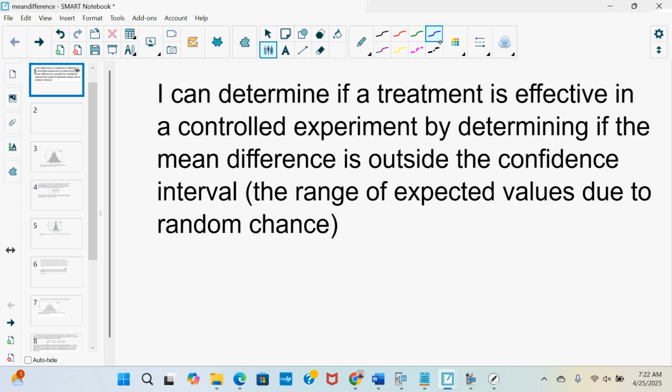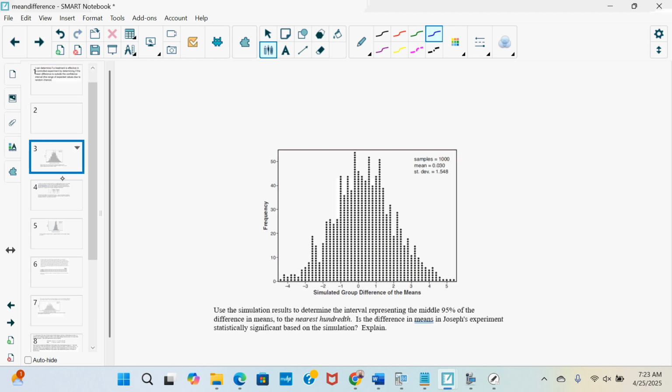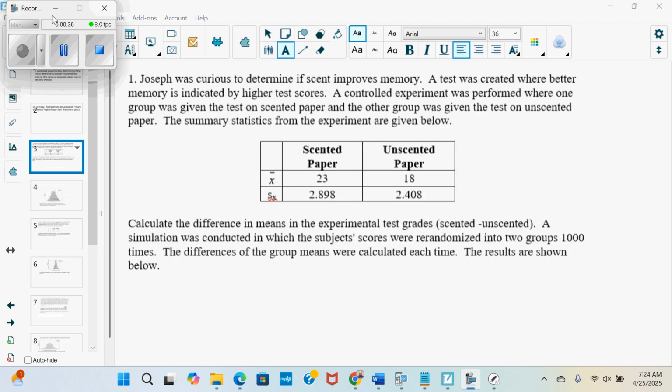If I perform a controlled experiment, I don't want my output to be a value that would be obtained due to random chance. I want my output to be awesome. I want my mean difference to be outside the confidence interval. I don't want it to be an expected value. So let me just pause it for one moment.